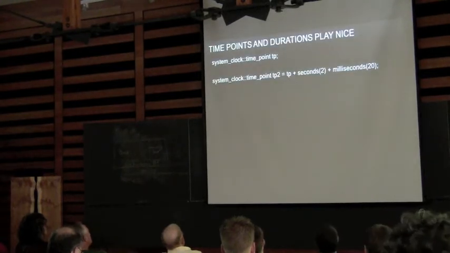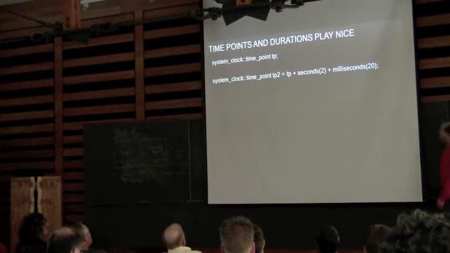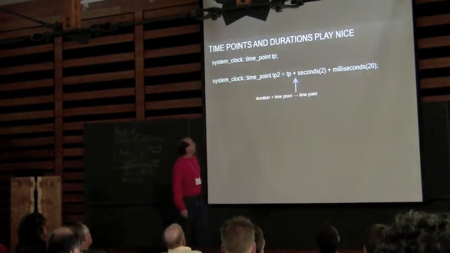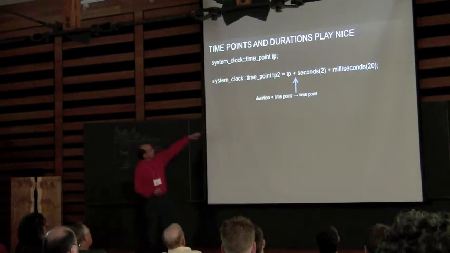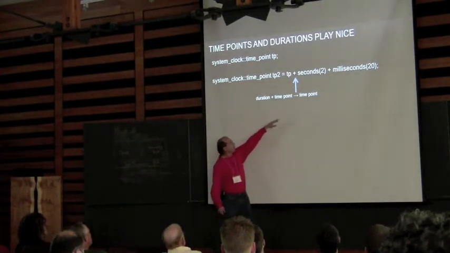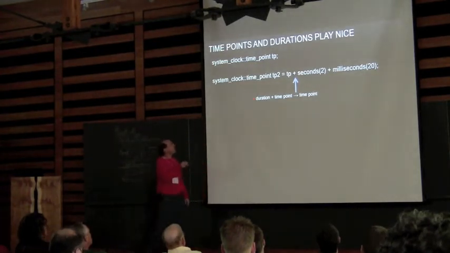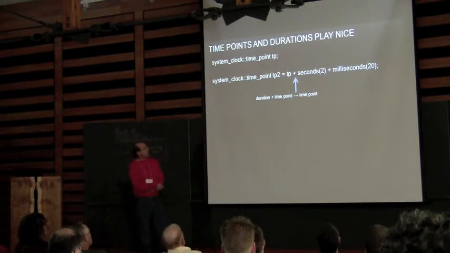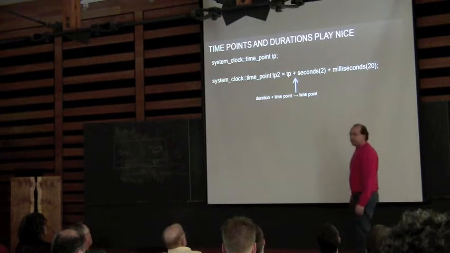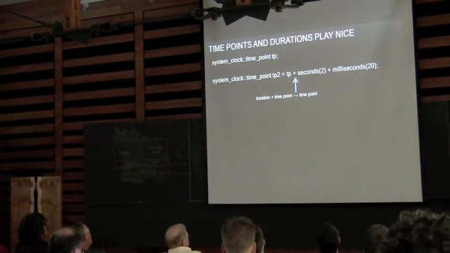Okay, so it turns out that these time points, as I already illustrated, really play nice together with these duration types. So what am I doing here? I'm adding a time point to a duration, or duration to a time point, and I'm getting a time point out, because the time point is on this other side. And I've got a couple here chained together, and they're of different resolutions, and it all just works.